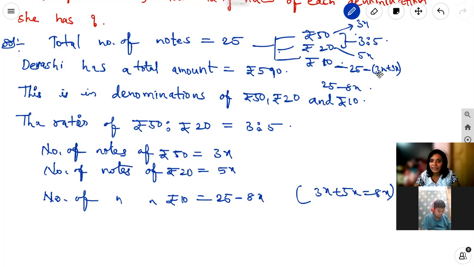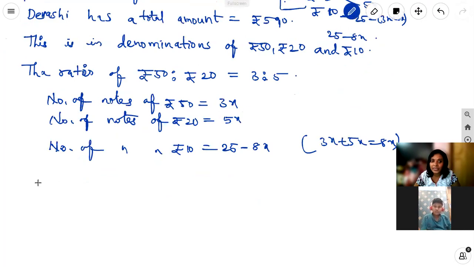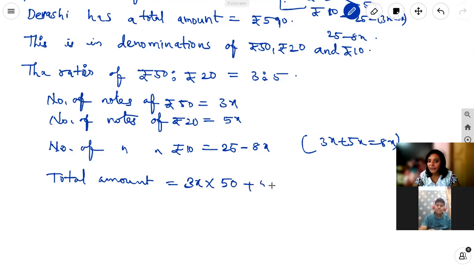But how much money does she have? The total amount is equal to the number of notes times the denominations: 3x notes of 50 rupees, plus 5x notes of 20 rupees, plus (25 minus 8x) notes of 10 rupees. That is equal to 590 rupees.